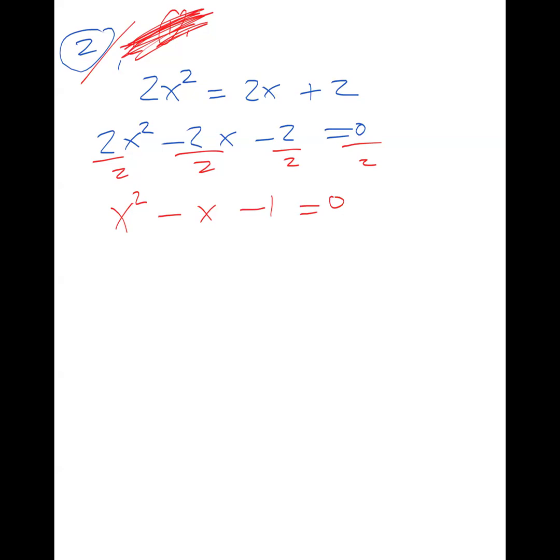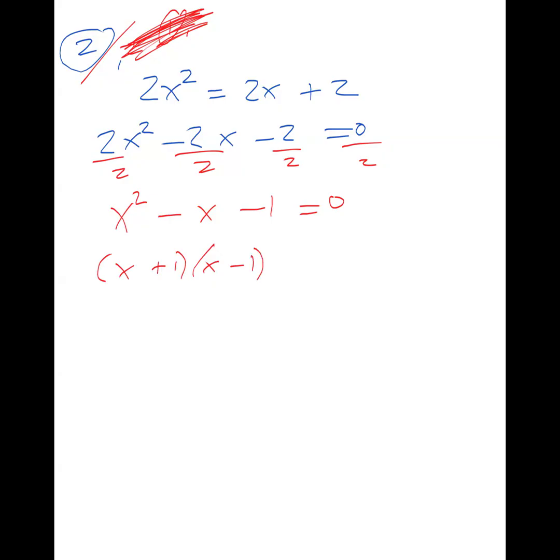So this should be easy. We should be able to factor this. What do you think? Is it possible to factor x squared minus x minus 1? Well, not really, because the only numbers that we can use are numbers that multiply to equal -1. What are the only two numbers that multiply to equal -1? The only two integers, I mean, that equal -1. 1 times -1, right?